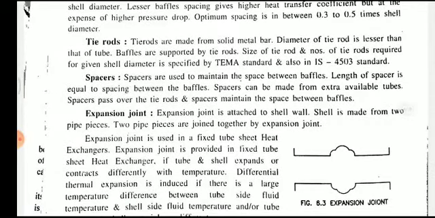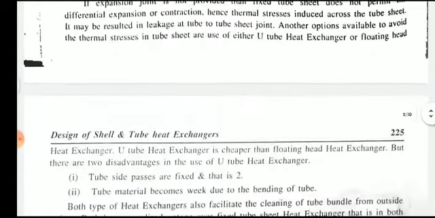And then spacer, that means if there are two tube bundles, spacing is required between the bundles, baffles. Okay, maintain the space between baffles. So spacers will keep an equal distance between two tubes. Then expansion joint: if the shell wall is made up from two pipe pieces, then an expansion joint is required.